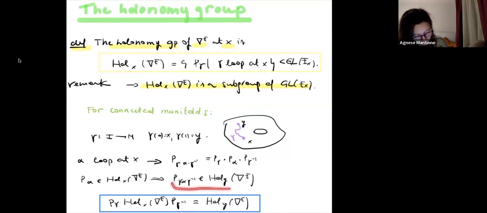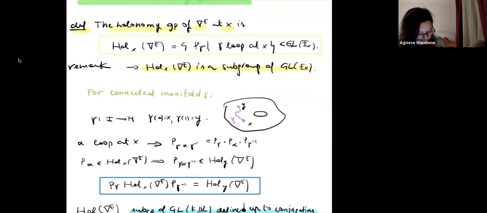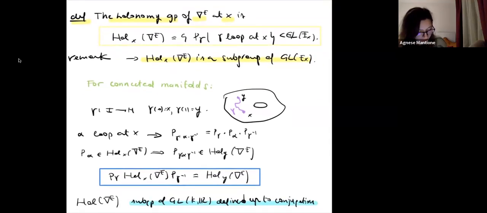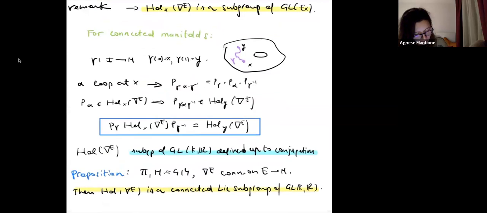And then we get an element in the holonomy at the point y. And so we see that the two holonomy groups are in fact conjugate. And so, up to conjugation inside the general linear group, the holonomy group is unique, independent of the point. So we just use this notation without specifying a point because we will always work with connected manifolds.